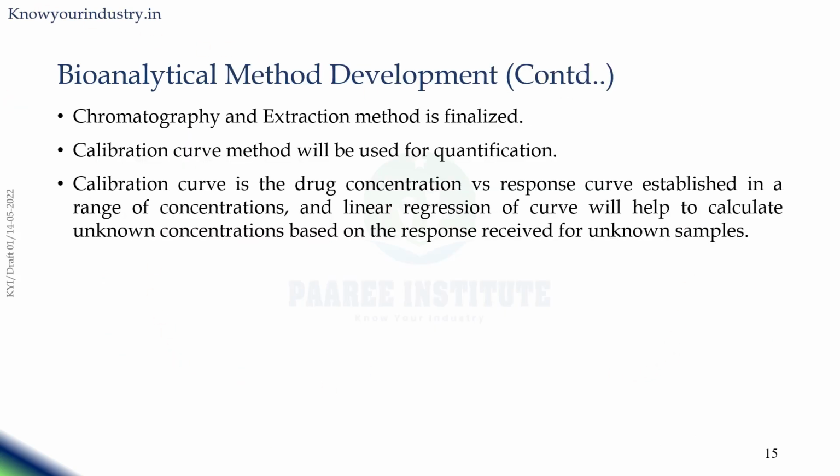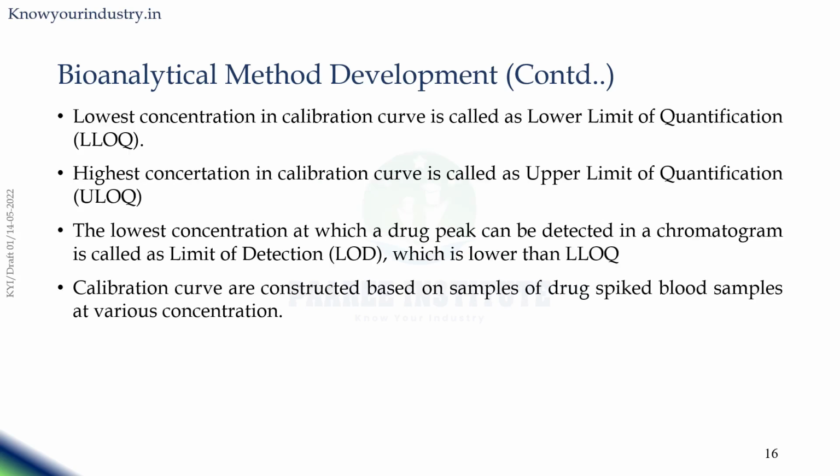Now the bioanalytical method is developed. The chromatography and extraction methods are finalized. Now the calibration curve method will be used for the quantification. What is the calibration curve? A calibration curve is the drug concentration versus response curve established over a range of concentrations, and a linear regression of the curve helps to calculate unknown concentrations based on the response received for unknown samples. So this we will see in the upcoming slide. We discussed the calibration curve. A range of concentrations will be used to construct a calibration curve.